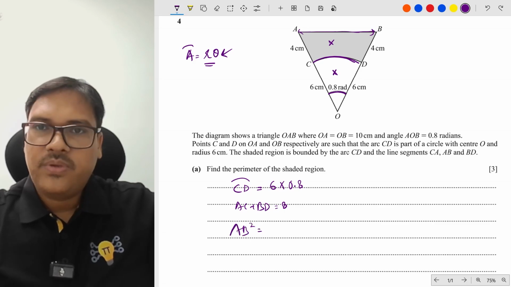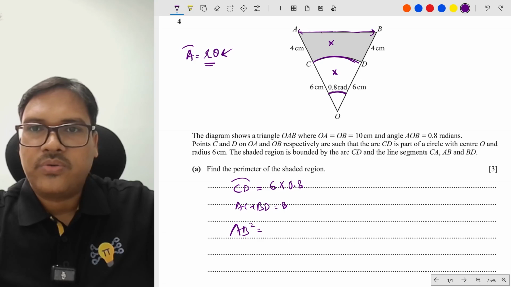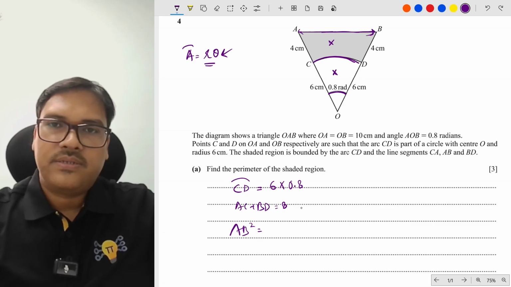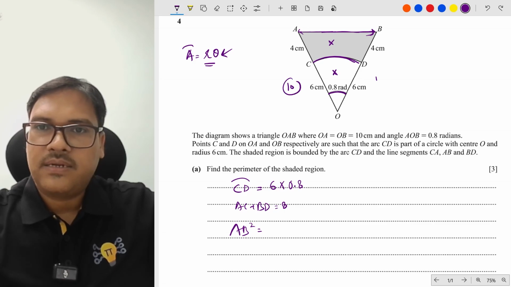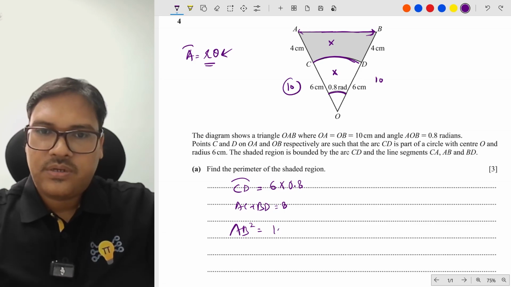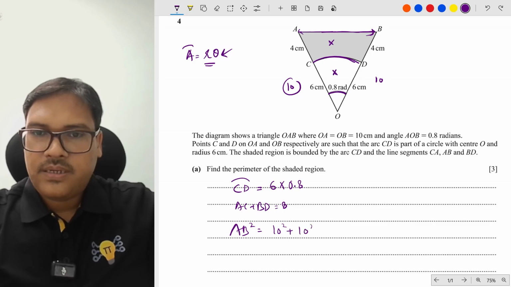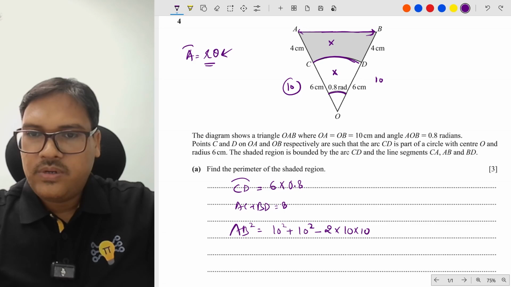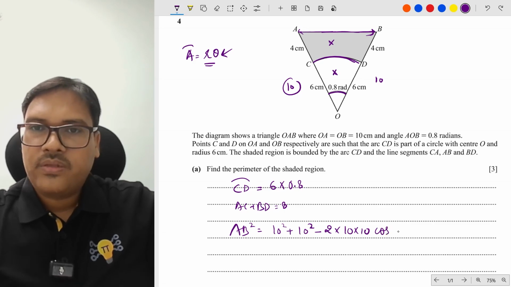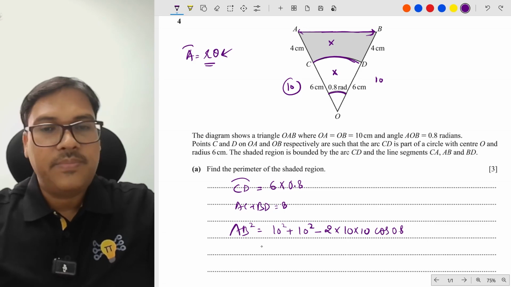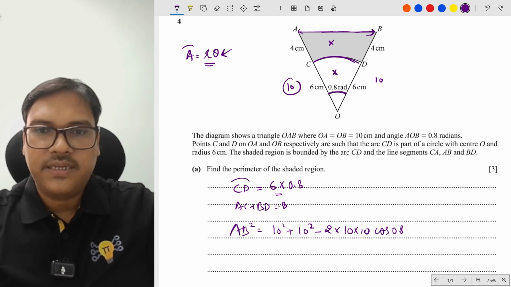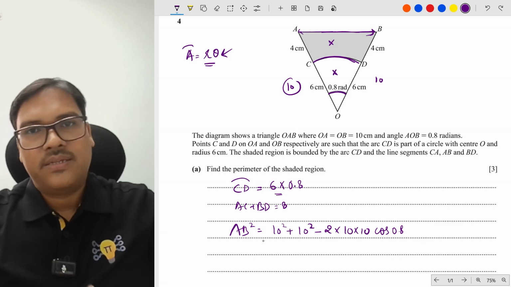So AB square will be equal to, if I apply the cosine rule in this triangle, you can see this side is 10, this side is 10. So this is 10 square plus 10 square minus 2 into 10 into 10 into cos of this, that is 0.8 radians. From this you will get AB, from this you get CD. Just adding all this, you'll get the answer for this.